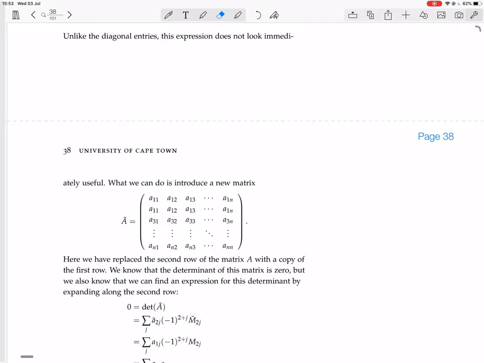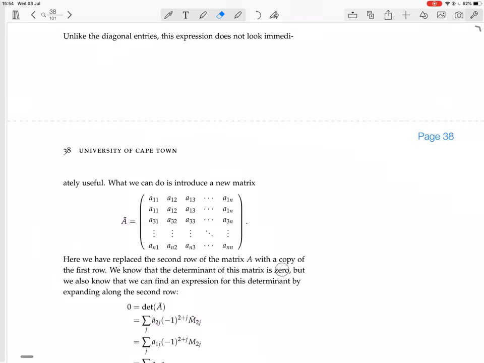This new matrix has the second row... we have replaced the second row of matrix A with a copy of the first row, right? So we have the first row and the second row the same. Instead of being A21, we have A11. Instead of having A22, we have A12, and so on. Every other row is the same. We call this matrix A with a funny thing on top. I don't know what to call that. Okay.